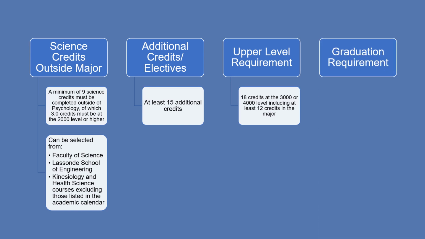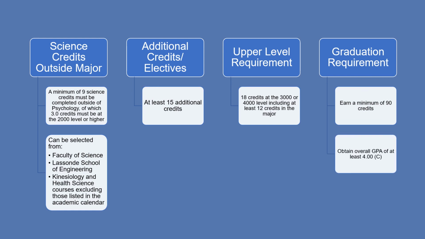The last piece of information you need to know about your BSc degree are the graduation requirements. You must successfully complete a minimum of 90 credits and maintain an overall cumulative grade point average of a 4.0 or a C. Now let's take a look at what your overall degree will look like again.